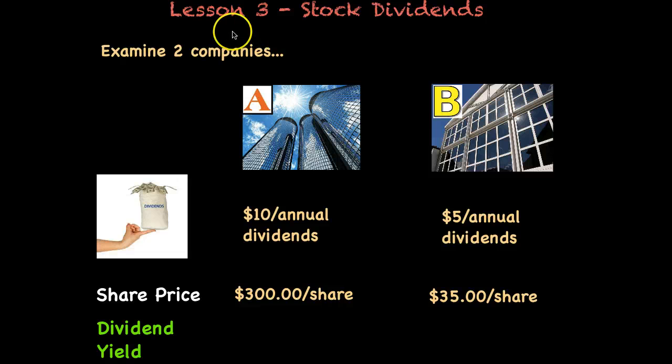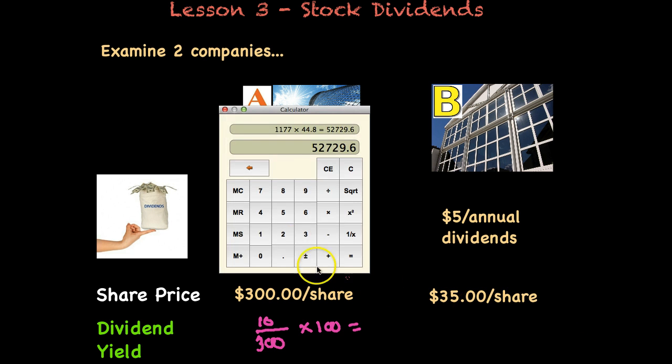So remember how the dividend yield works. We take our annual dividend, so for Company A, that would be $10, and we divide that by the current share price. So our current share price is $300. Once we do that, we're going to multiply by 100 in order to write it as a percentage. So let's do that. 10 divided by 300 equals 0.03333, but if we multiply this by 100, we get 3.3%. We multiply by 100 because percent is per 100, out of 100. There's 100 pennies in every dollar.